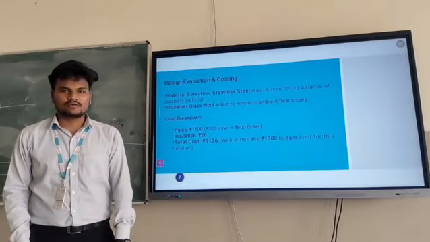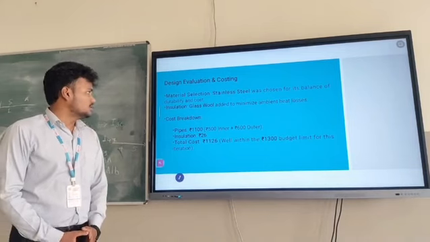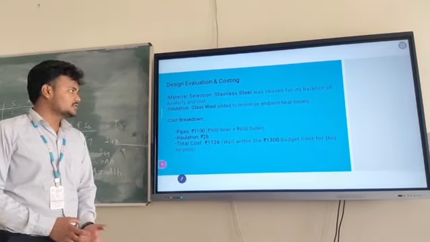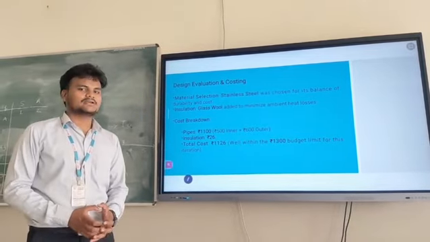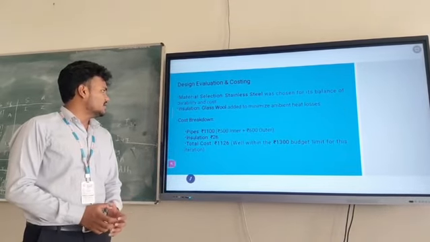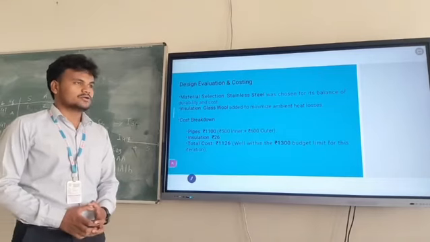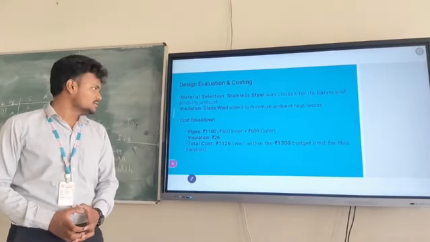Next is design evaluation and costing. I have selected stainless steel as the material because it has a balance of durability and cost. As insulation, I have selected glass wool because I also have some cost constraints.